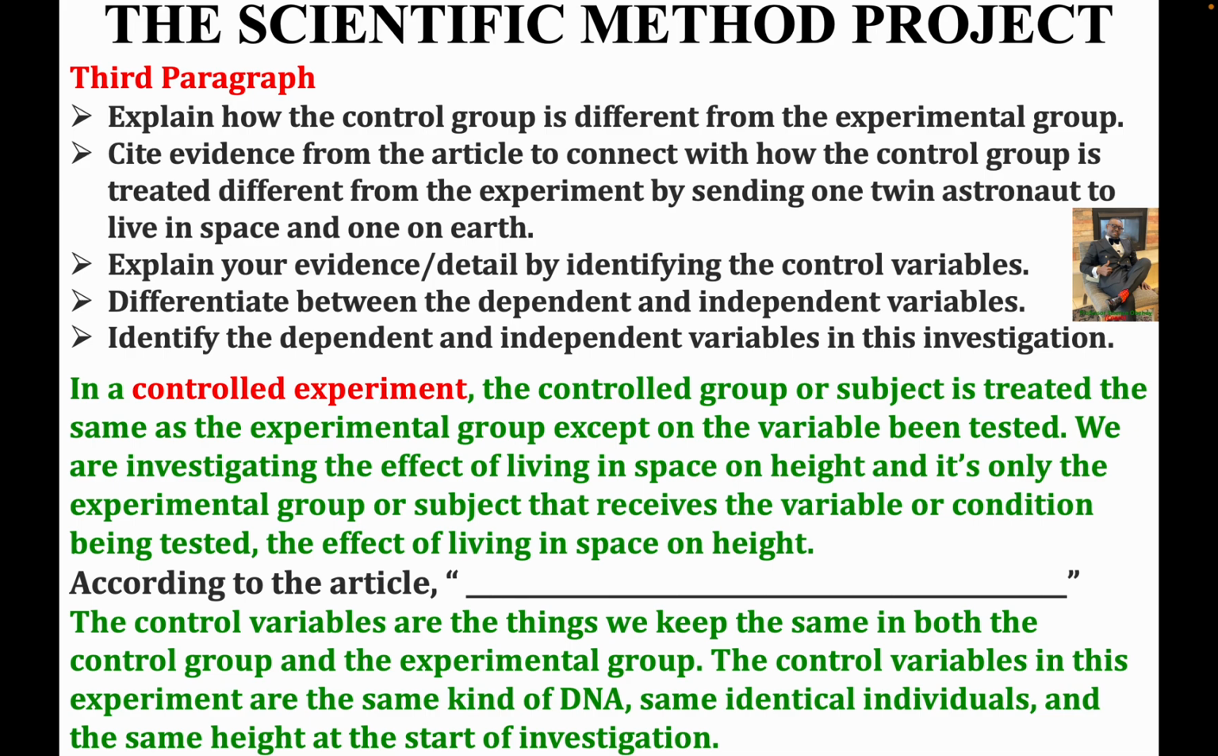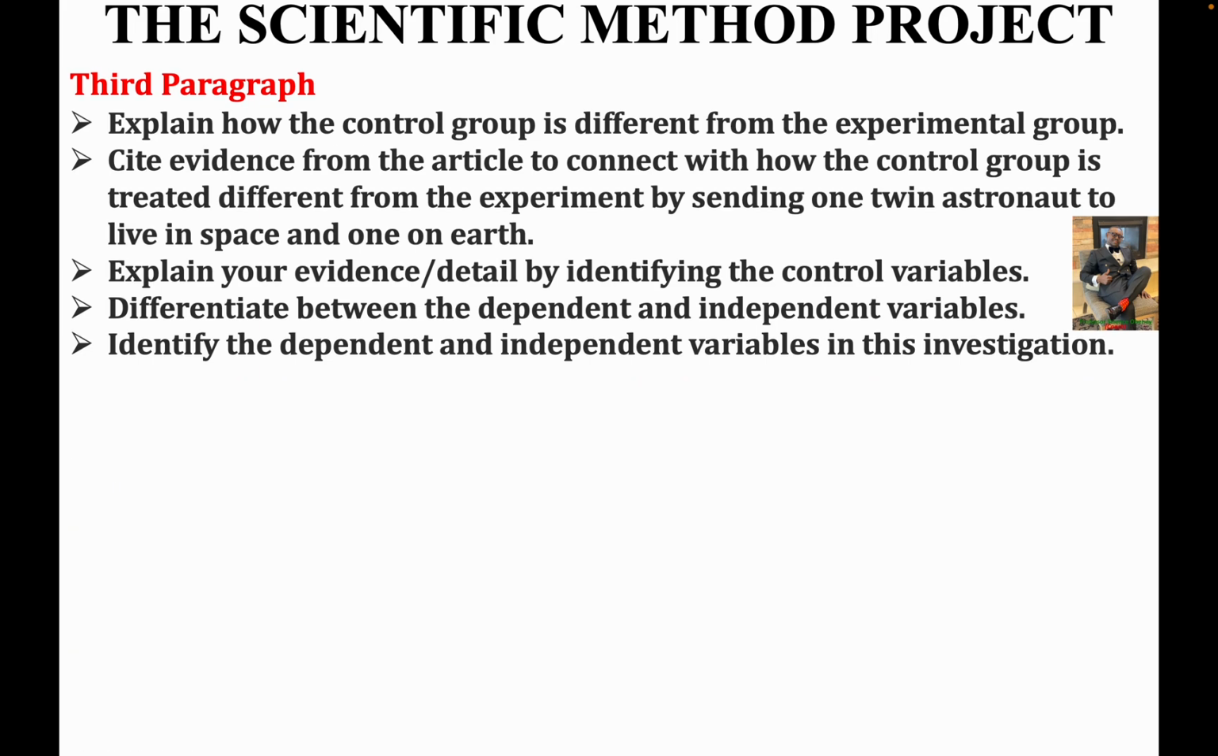So when we talk about control variables, they are the things we keep the same in both the experimental group and the control group. And in this case, the control group is Mark Kelly, who stayed on Earth. The experimental group is Scott Kelly. Okay, so that's paragraph 3. Let's continue with paragraph 3.